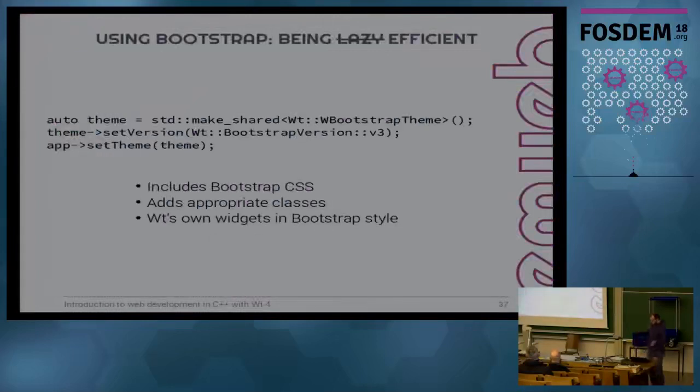Okay, so if you want to be a bit more lazy and you want to make something that looks nice quite quickly, you could use Bootstrap. So Witty has support for theming. So we support Bootstrap 2 and 3 currently, not 4 yet. So you create a new Bootstrap theme, you set the version to 3, and then you set the theme, and that will automatically include all of the necessary CSS for Bootstrap, and it will add the appropriate classes to the appropriate widgets. And Witty's own custom widgets will also be in a Bootstrap kind of style.